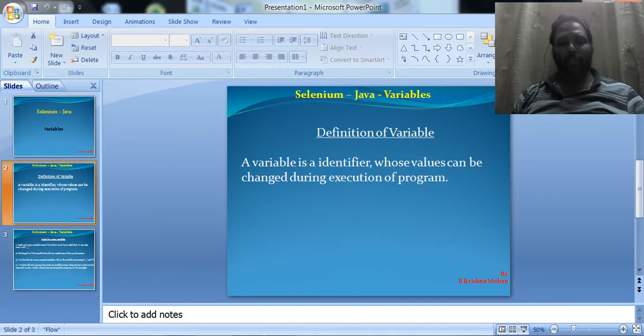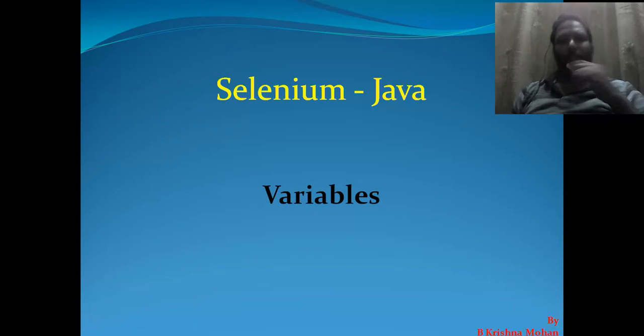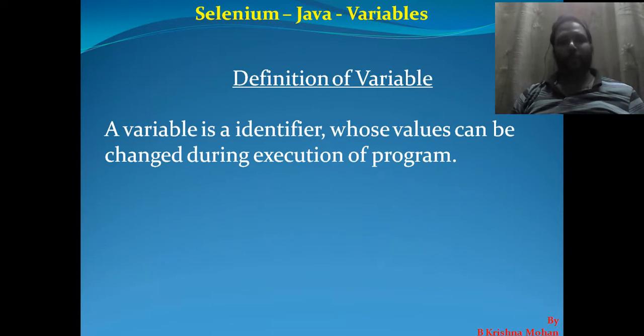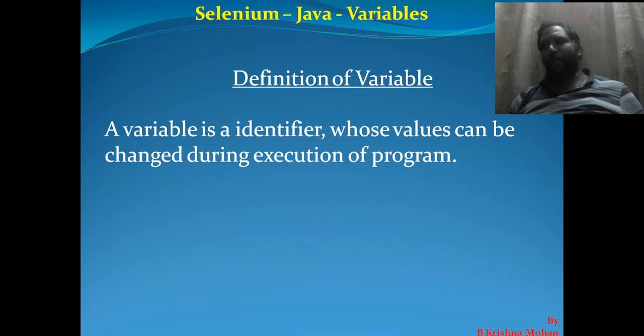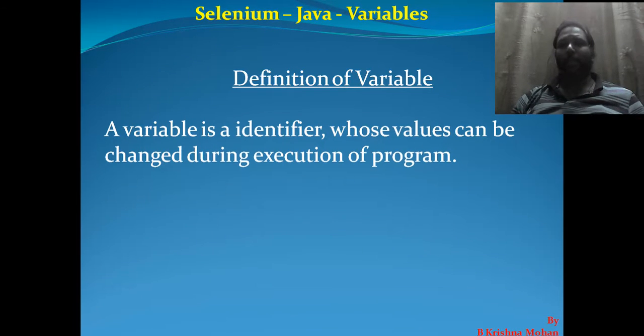The definition goes like this: a variable is an identifier whose values can be changed during the execution of the program. This means we are using a data type. What does a data type actually do? I will give another video on data types, how many types of data types there are, and what memory is allocated for each and every data type.